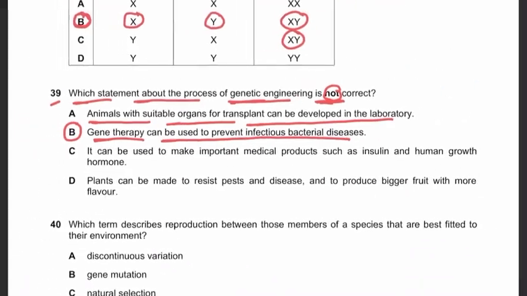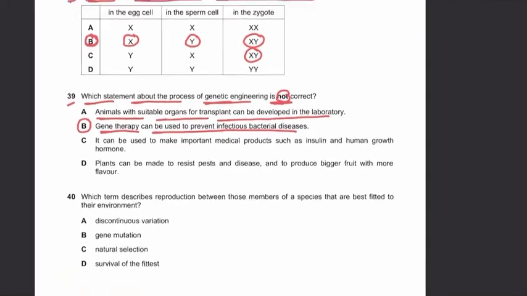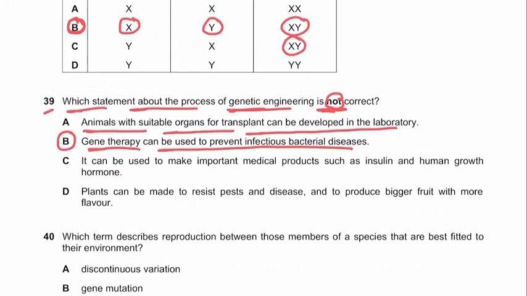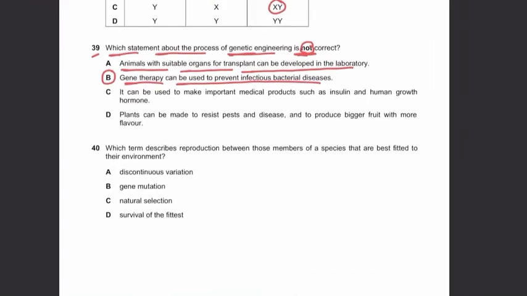So guys, always remember that gene therapy is the application of genetic engineering that can be used to treat genetic disorders which are caused by recessive alleles. Gene therapy cannot be used to treat infectious diseases caused by bacteria. For that we use antibiotics. So option B, statement B, is not true or not correct about the process of genetic engineering.